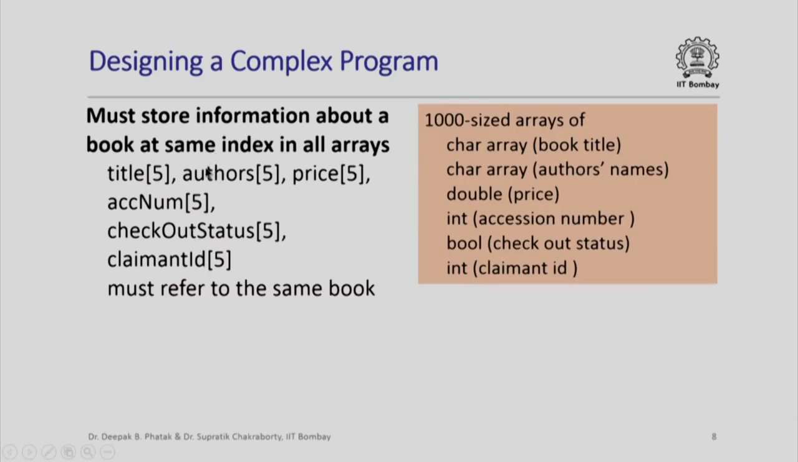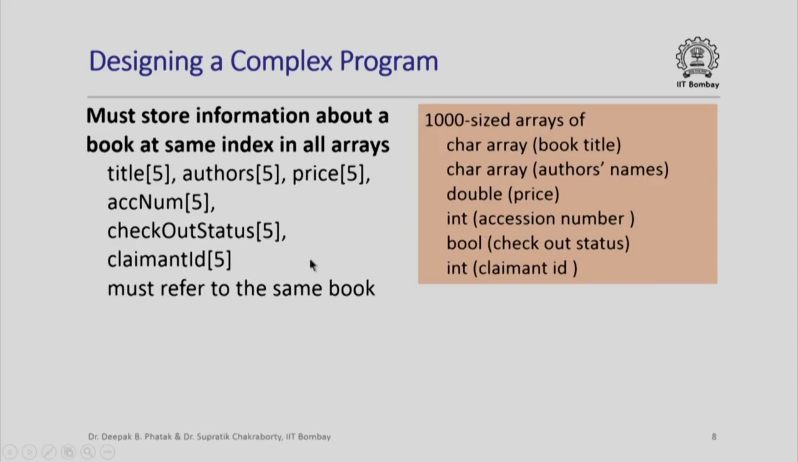Now, since the information about the same book is stored in the array title and also in the array price and also in the array accession number, how will I find out, for the book whose title is stored in the array book title at a particular index, the price of that book? How will I find out the accession number of that book?